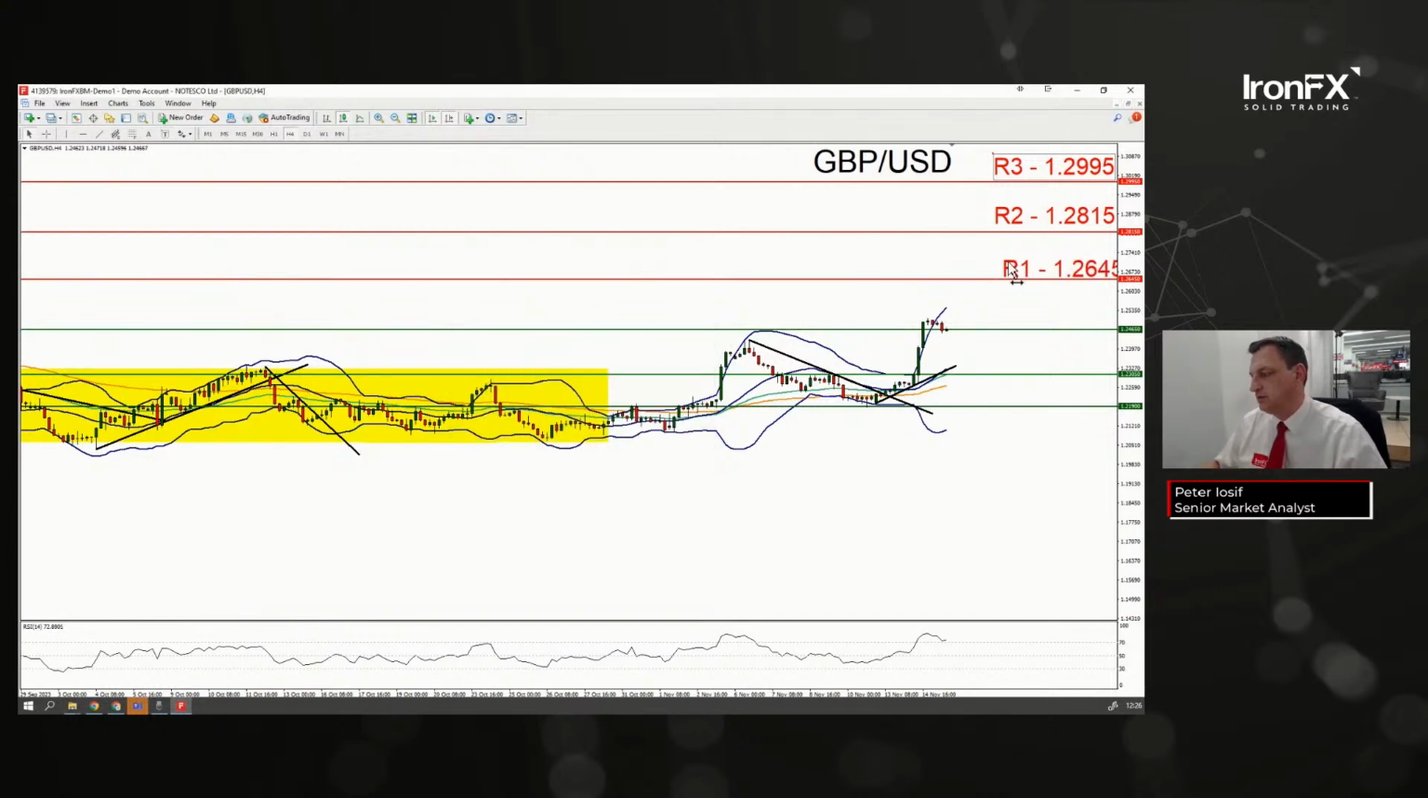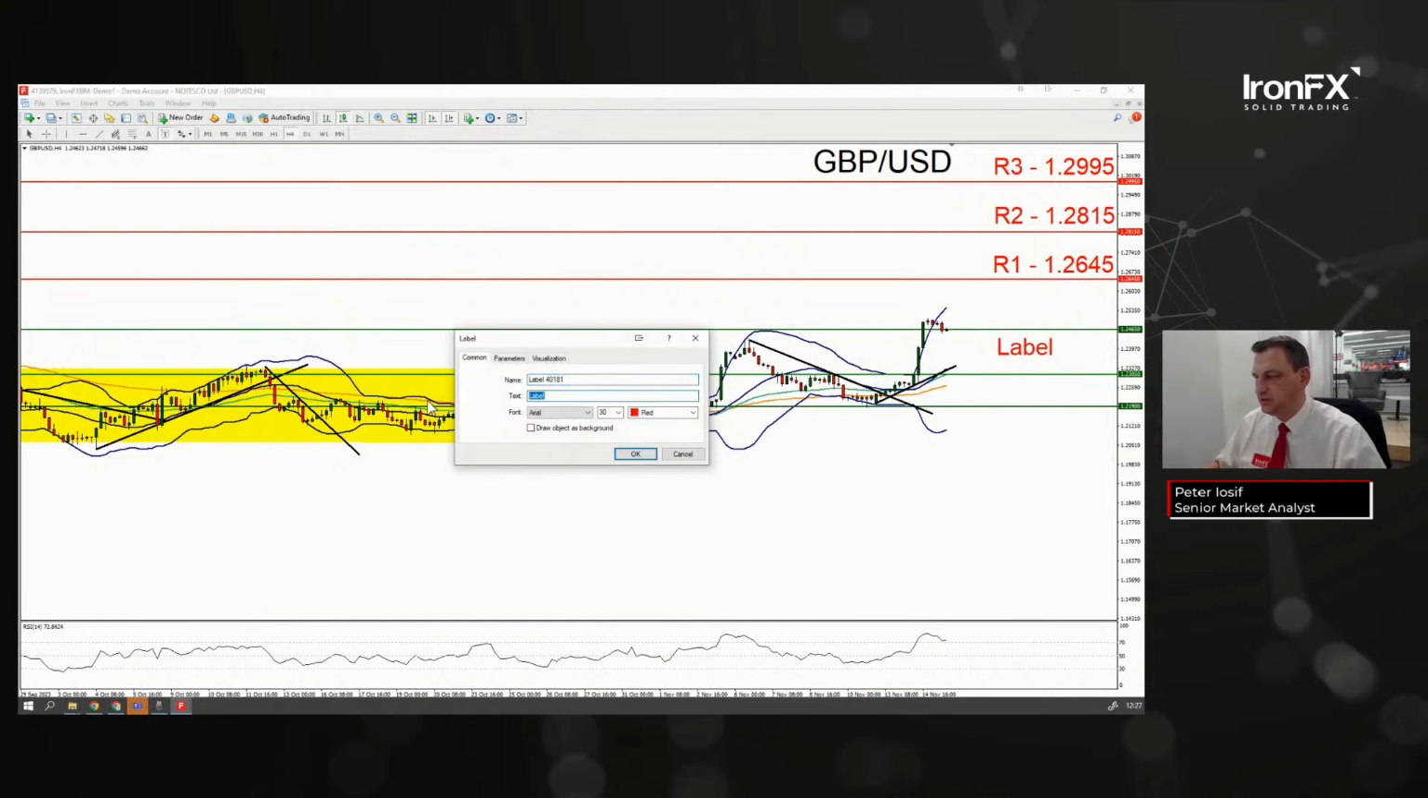Now about cable. We highlight the big rise, the substantial rise of cable, which was practically forced by the release of the lower than expected US CPI rates.